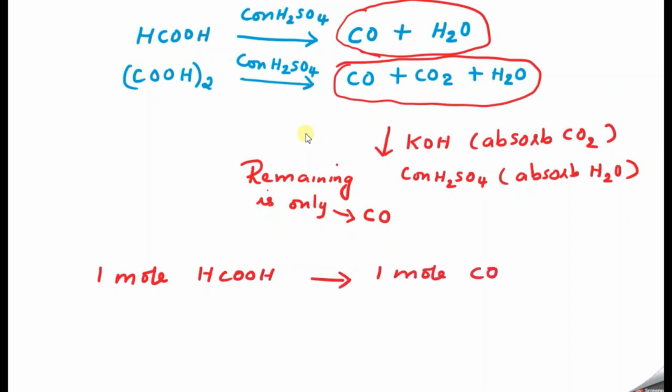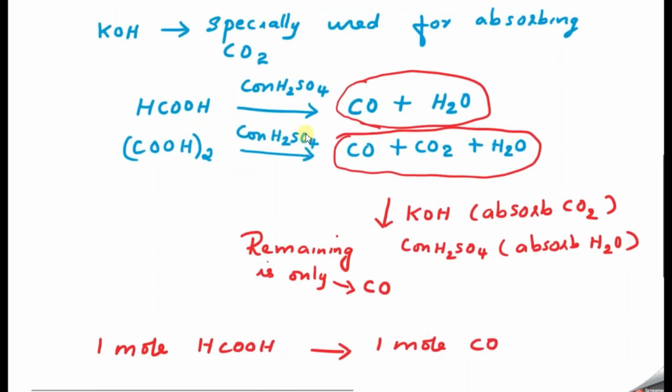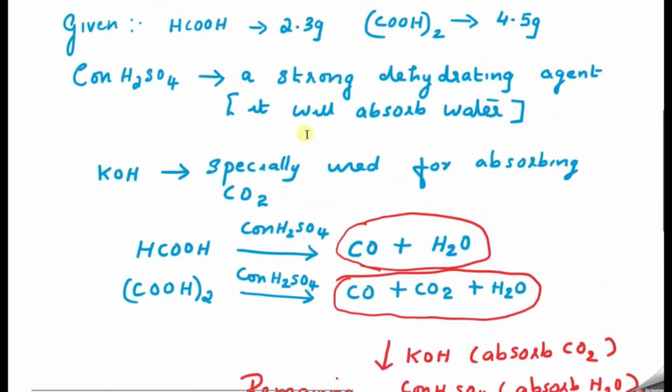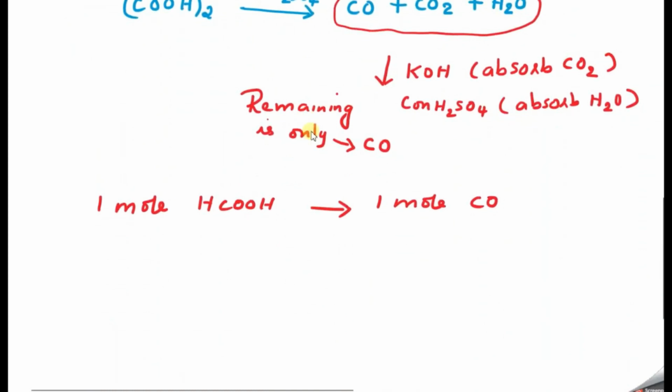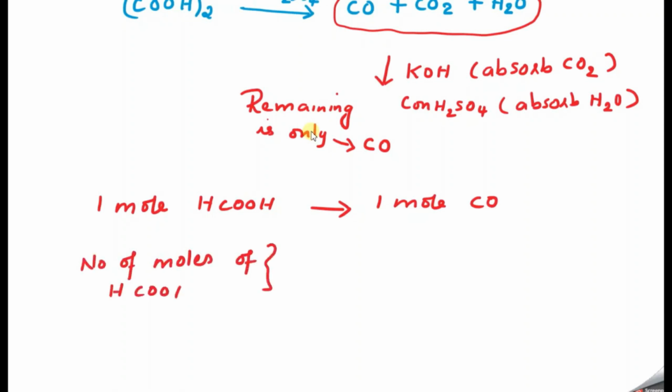Now how much HCOOH is present with you? We have been given 2.3 gram. So let's calculate the number of moles of HCOOH. Number of moles of HCOOH is equal to weight in gram, that is 2.3 given, divided by molecular mass of HCOOH, that is 46. So that will come around 0.05 mole.